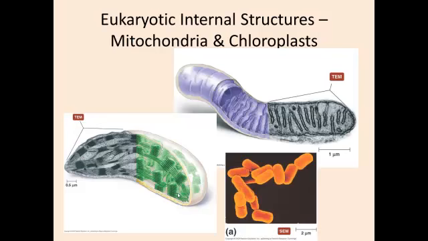In fact, genetic research has found that the DNA in mitochondria is very close in sequence to some forms of aerobic, free-living bacteria. The DNA in chloroplasts is very close in sequence to cyanobacteria, which are photosynthetic. So how did that happen?